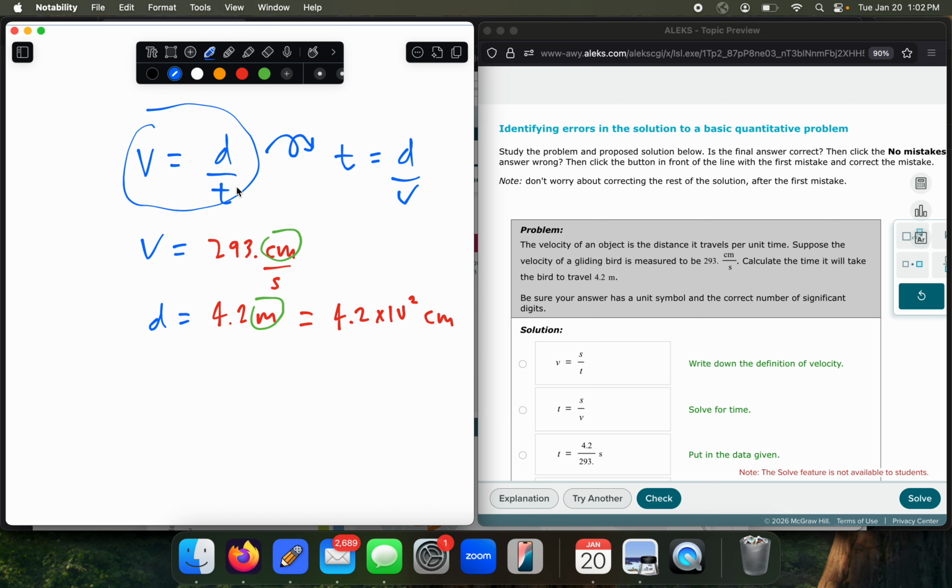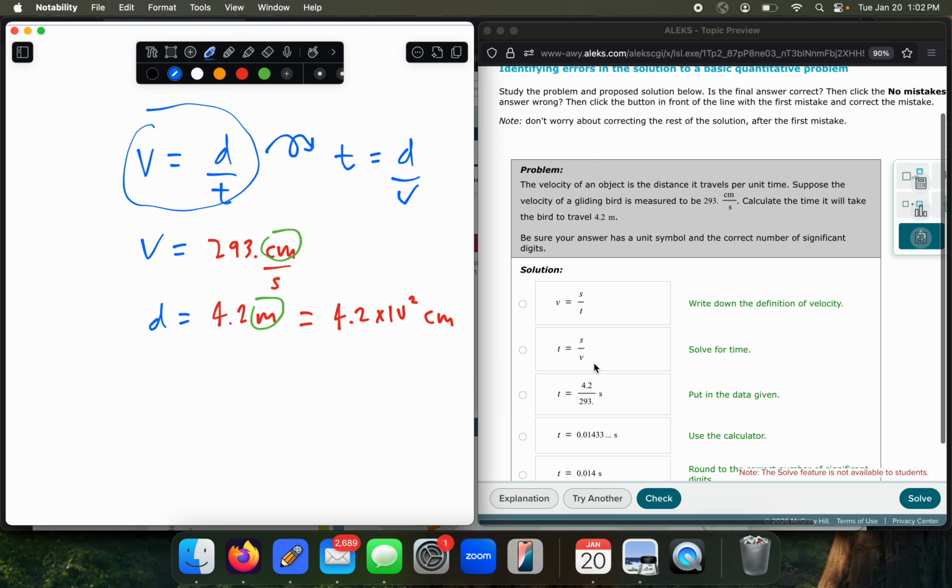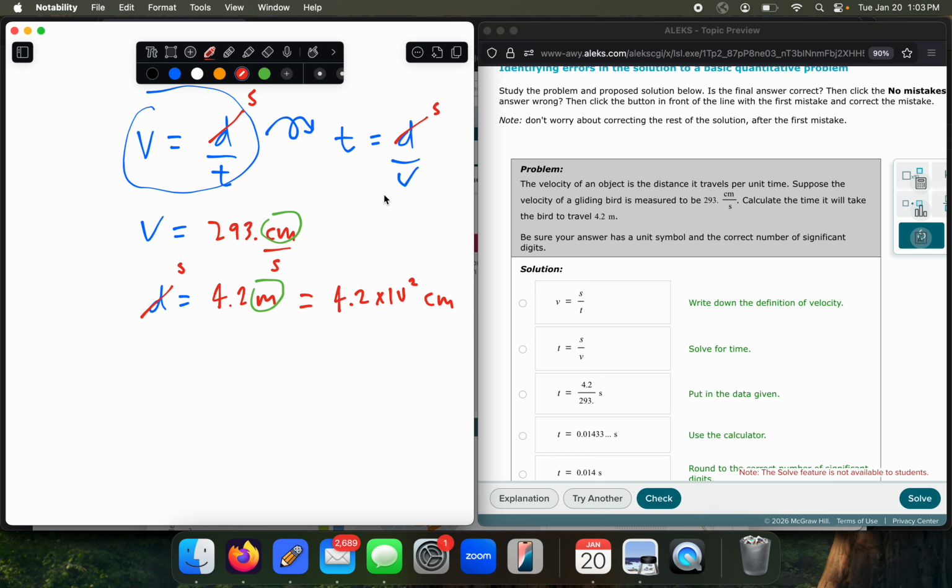V is equal to d over t, and they've got s over t. Okay. Well, it looks like they want me to use s instead of d for distance, so I don't have any problem doing that. I'll change that right now. And so that's legit then. V is equal to s over t. Yep. T is equal to s over v. That's my first where I solve for t. Yeah, that's good.